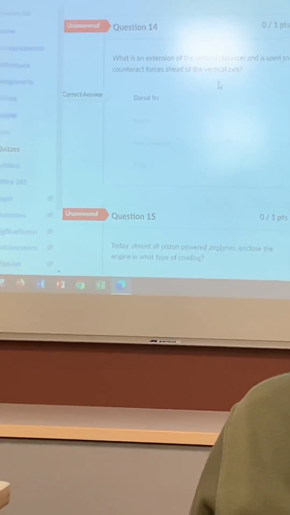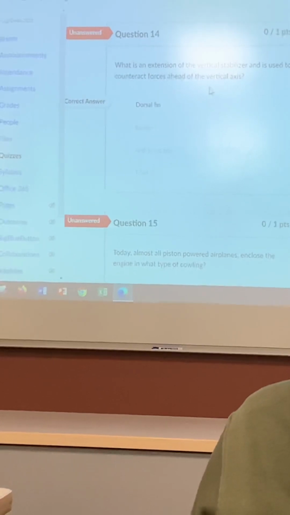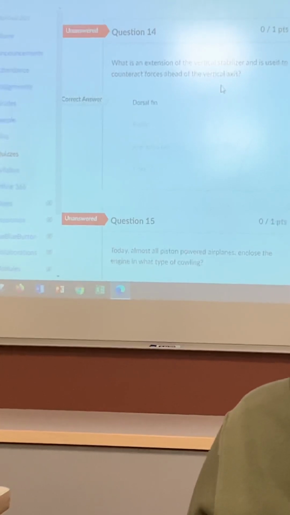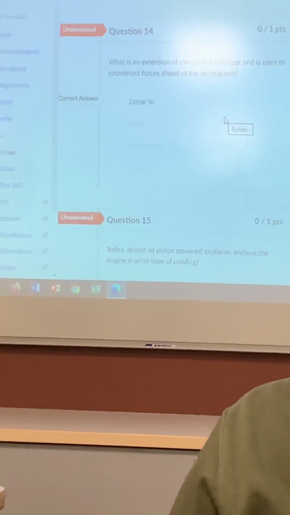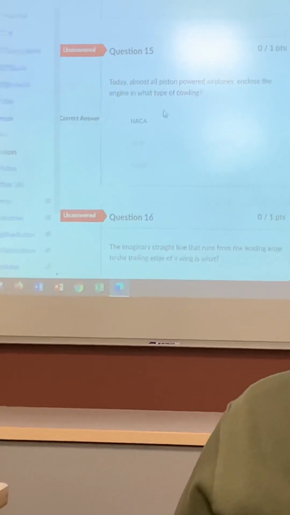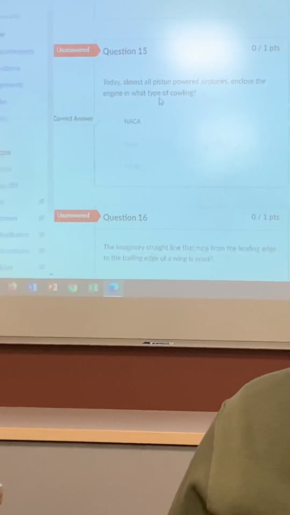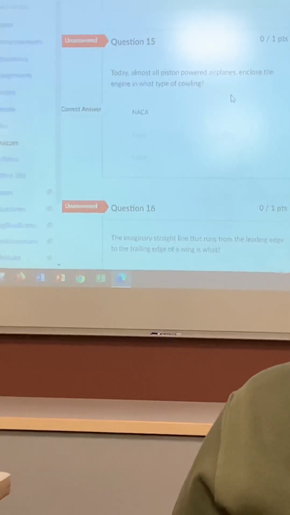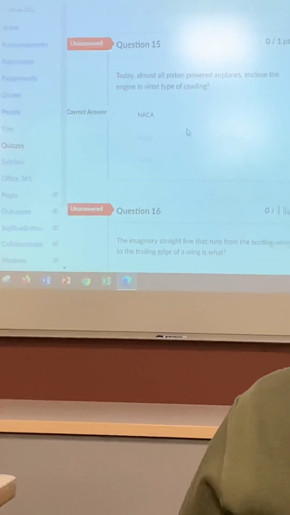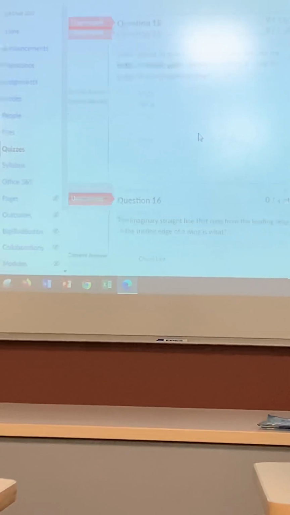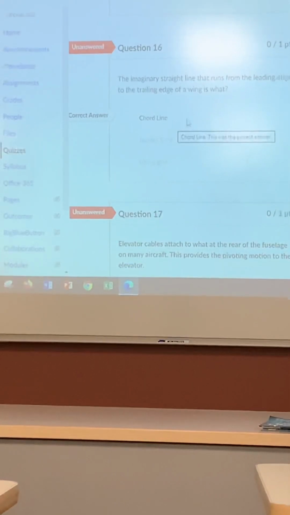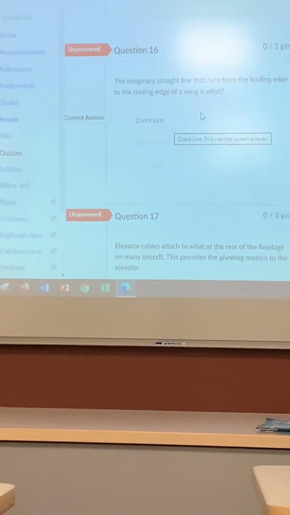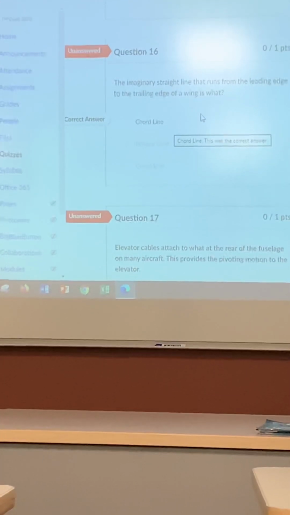What is an extension of the vertical stabilizer and is used to counteract forces ahead of the vertical axis? The dorsal fin. Today, almost all piston-powered airplanes enclose the engine in what type of cowling? NACA. The imaginary straight line that runs from the leading edge to the trailing edge of a wing is called the chord line.